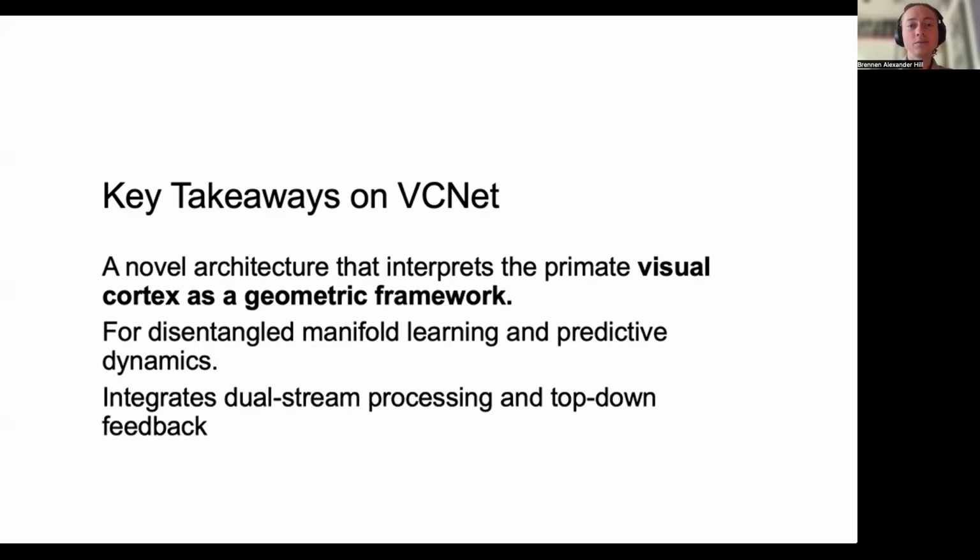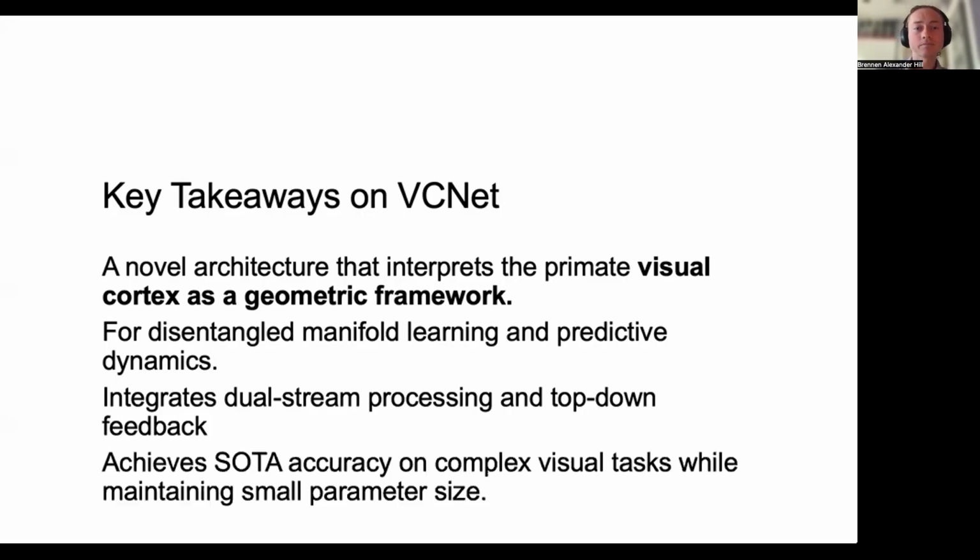Third, we integrate this dual stream process with top-down predictive feedback. We move away from purely feed-forward passivity and implement active hypothesis testing, which we mathematically frame as a geodesic refinement on a manifold. And finally, the results. This approach allows VCNet to achieve state-of-the-art accuracy on complex texture and light field tasks, all while maintaining an incredibly small parameter footprint compared to traditional models.